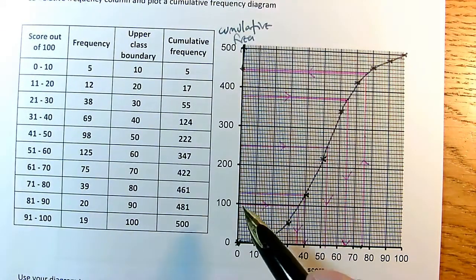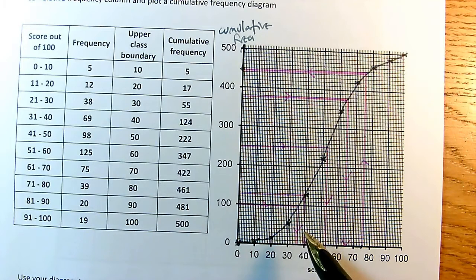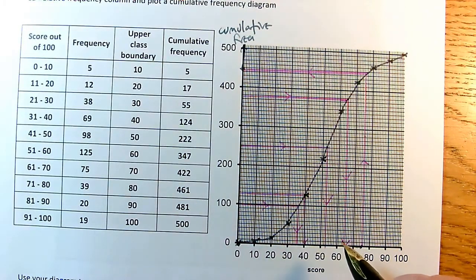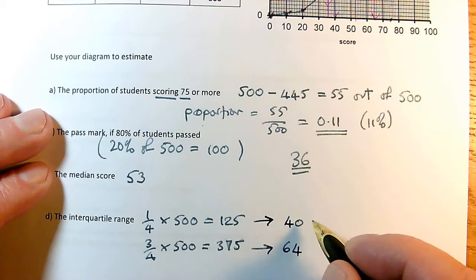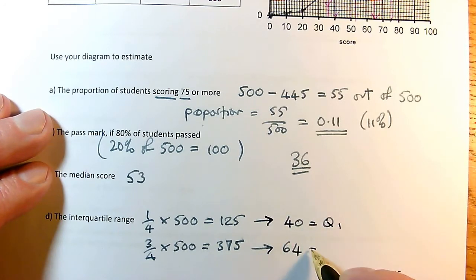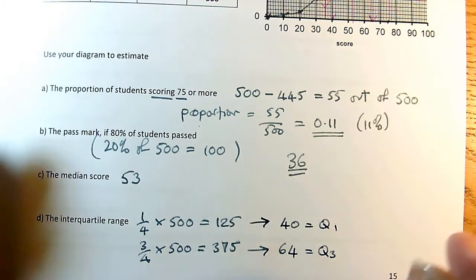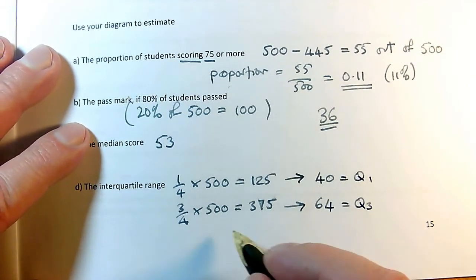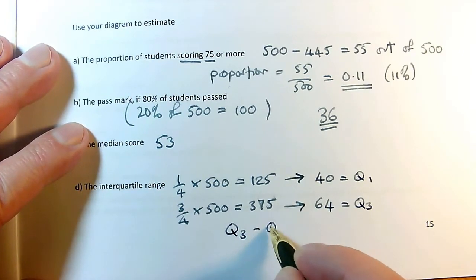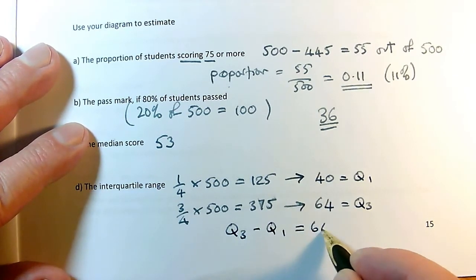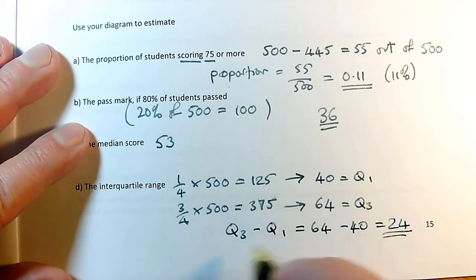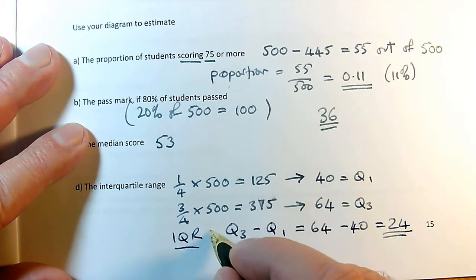Okay, so for my 125, that was very close to one of my data points. I make that indistinguishable from 40 for the lower quartile, and for the upper quartile I've gone across and down, and I've got 64. So my 40 is my estimate of Q1, my 64 is my estimate of Q3. Notice how I'm actually showing the values I've got, because these are worth marks on their own, and the method is worth marks. So Q3 minus Q1 equals 64 minus 40. So show which values you're subtracting, equals 24. So that is my interquartile range.